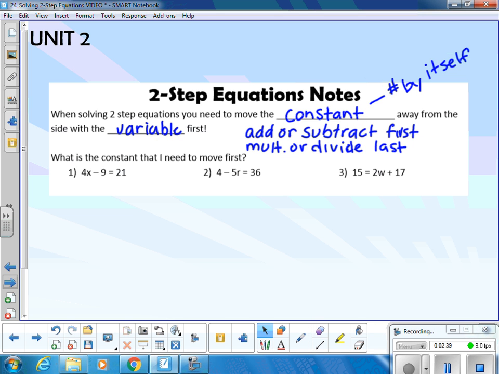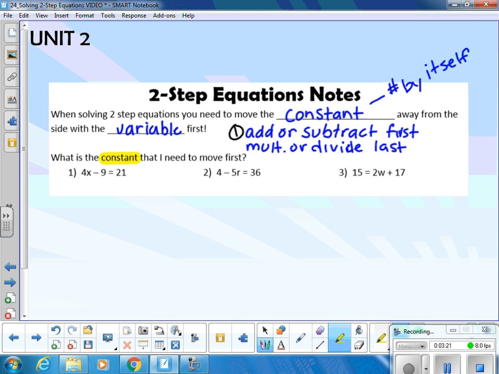So if you look at these examples, in example number one, we have 4x minus 9 equals 21. This first part, 4 times x, is the multiplication. Then I'm subtracting 9, so that's where you get your two steps. Here's 1, here's 2. However, when we solve them, if you remember what I said, we're going to add or subtract first. We're not actually going to solve this, but I want you to point out what is the constant, the number that's constantly alone, that is going to be undone or moved first.